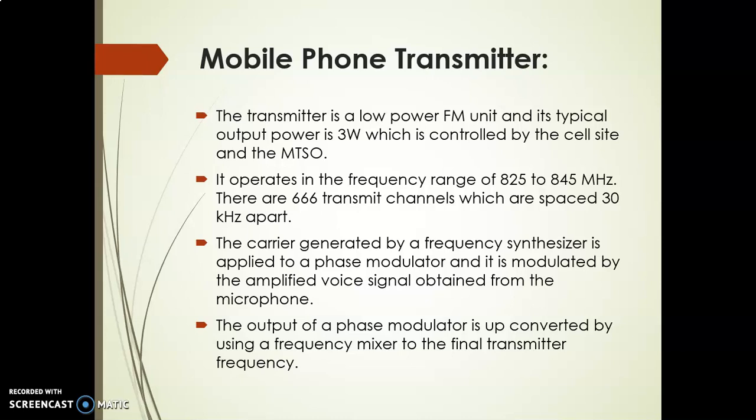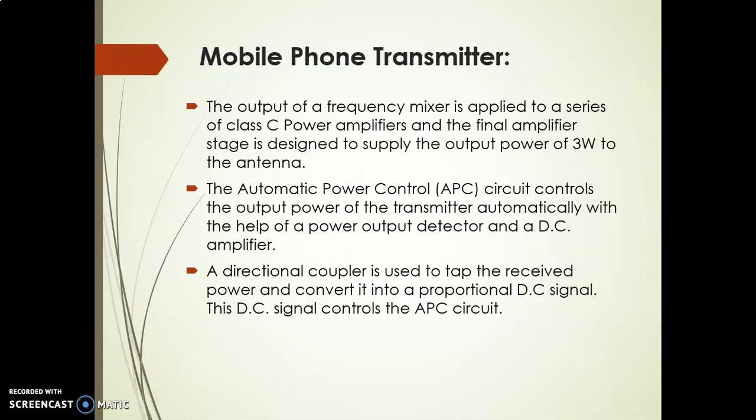The carrier generated by the frequency synthesizer is applied to a phase modulator and is modulated by the amplified voice signal obtained from the microphone. The output of the phase modulator is up converted by using the frequency mixer to the final transmitter frequency. The output of the frequency mixer is applied to the series of class C power amplifier and final amplifier stages, designed to supply an output power of 3 watt to the antenna.